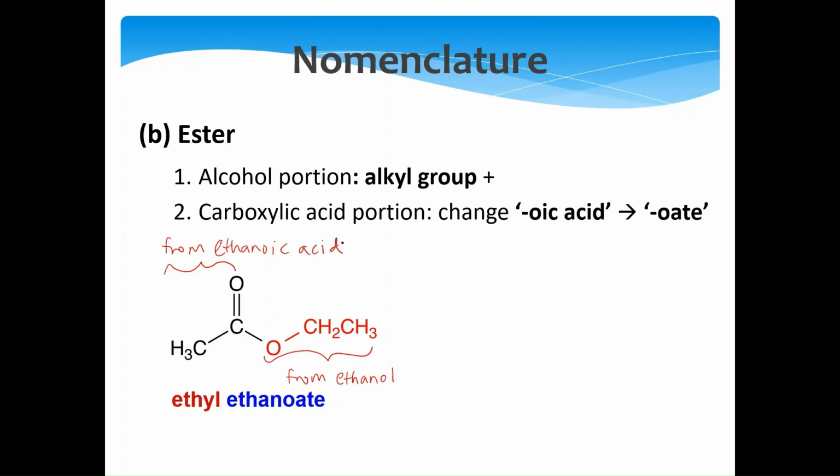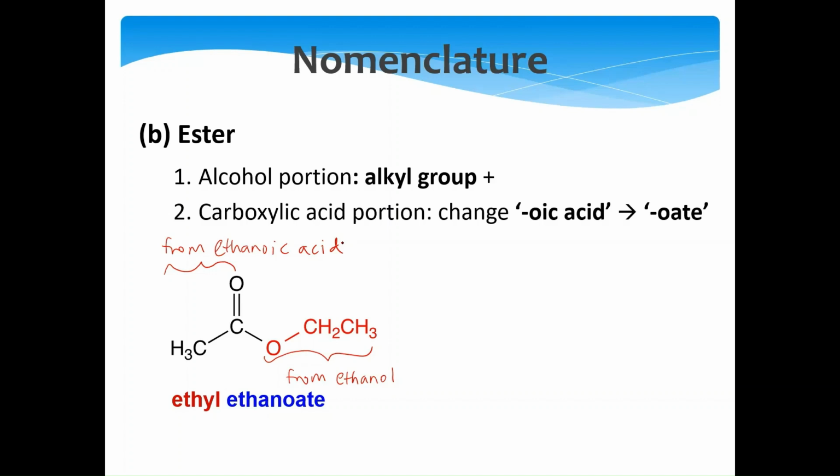Ethanoic acid; now they will react together to give you the ester ethyl ethanoate. So the ethanoic acid, you change it to ethanoate, that will be the second part. What I want to highlight here is that when you see the structure of an ester, you need to first identify which part comes from the alcohol and which part comes from the carboxylic acid.